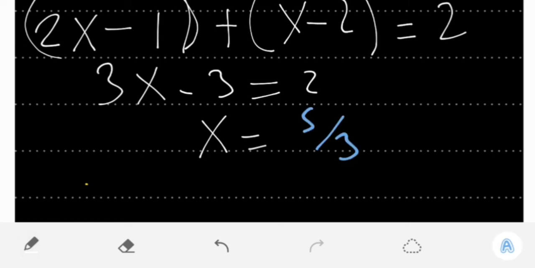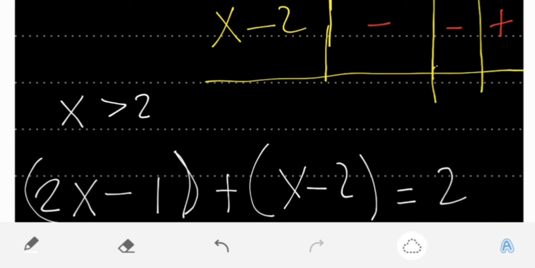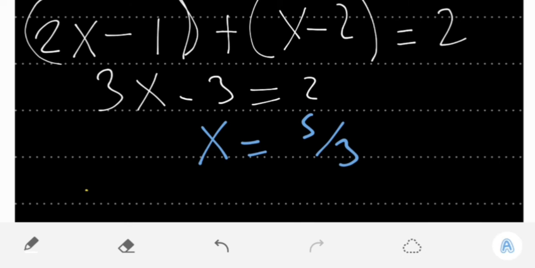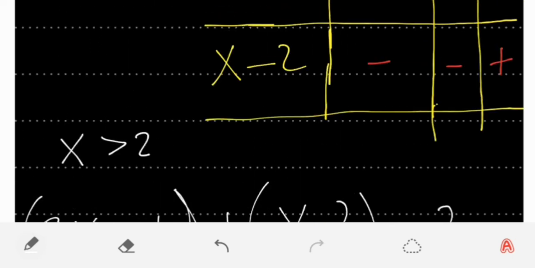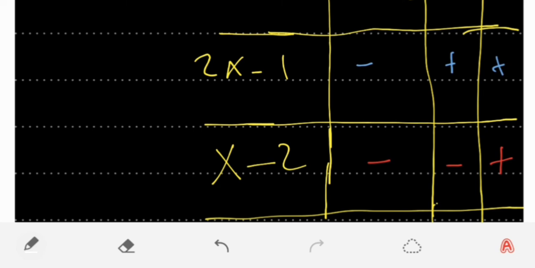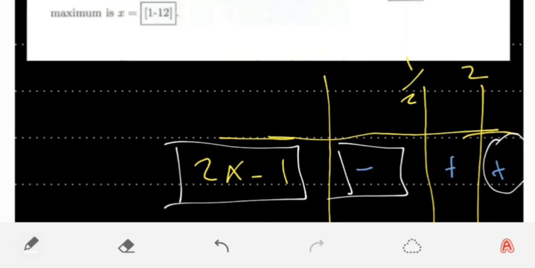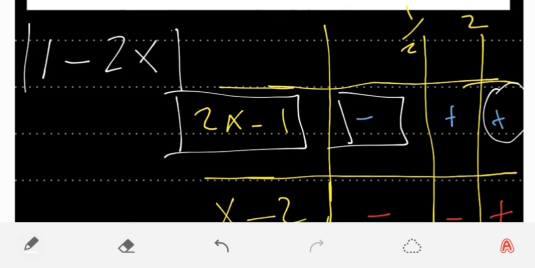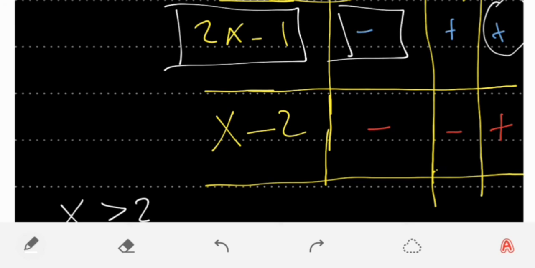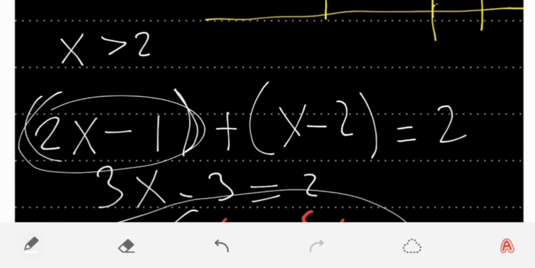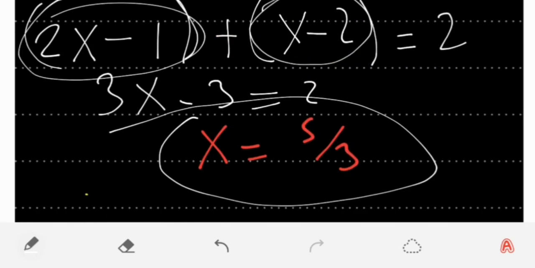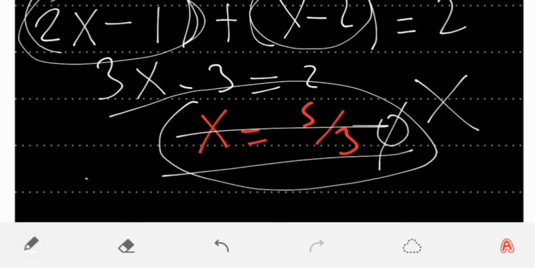Now notice, 5 divided by 3 is not bigger than 2, so this is not valid, because of the conditions we used. When it is in a positive interval, you can use this expression. But if it is in a negative interval, as it is a modular function, you need to change the sign, so instead of 2x minus 1 it would be 1 minus 2x. We used both of them positive, so x needs to be bigger than 2, and the value we got is not, so this is not good. Let's test another one.